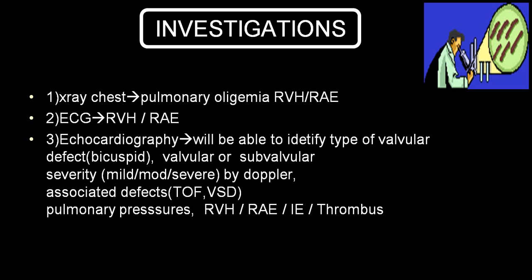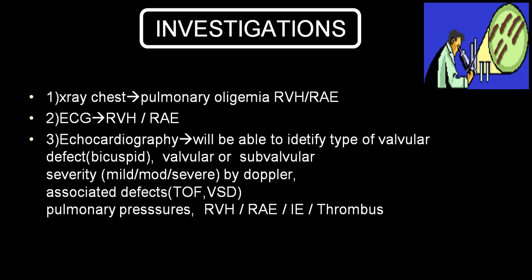In investigation, X-ray chest will show you a mild cardiomegaly, mainly RVH and RAE. There will be pulmonary oligemia because there is a tight pulmonary stenosis or pulmonary atresia will have a severe pulmonary oligemia.